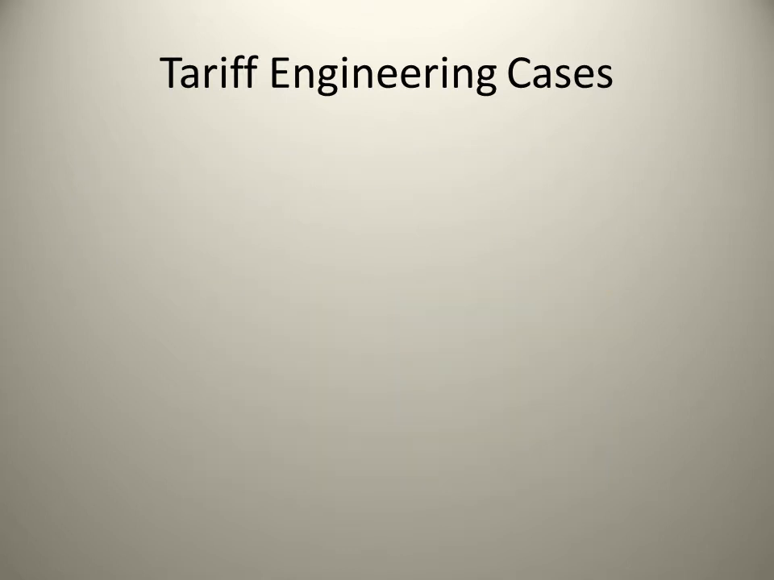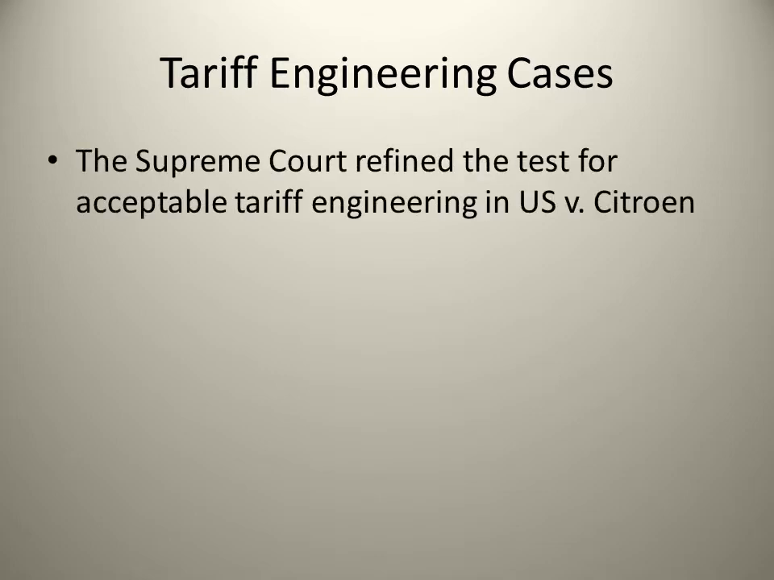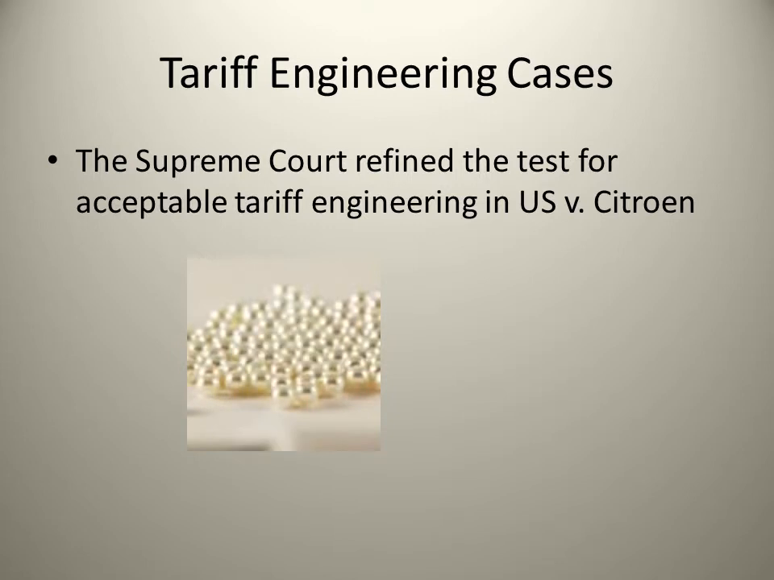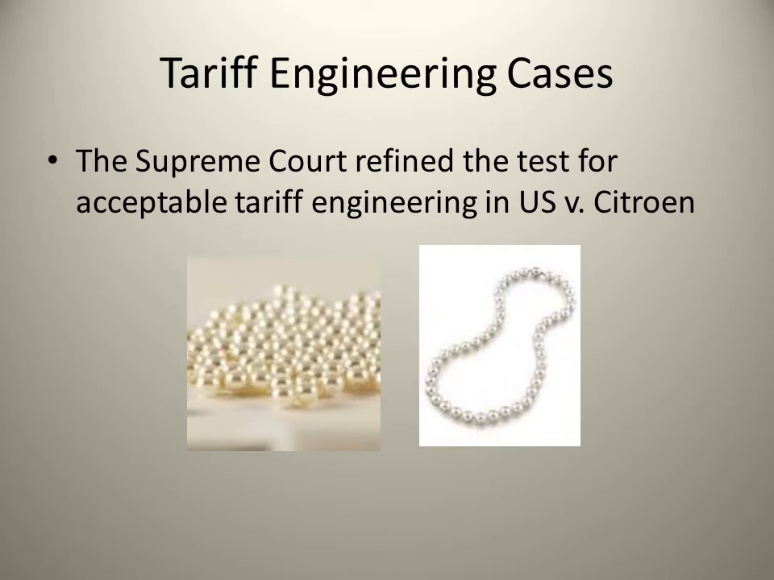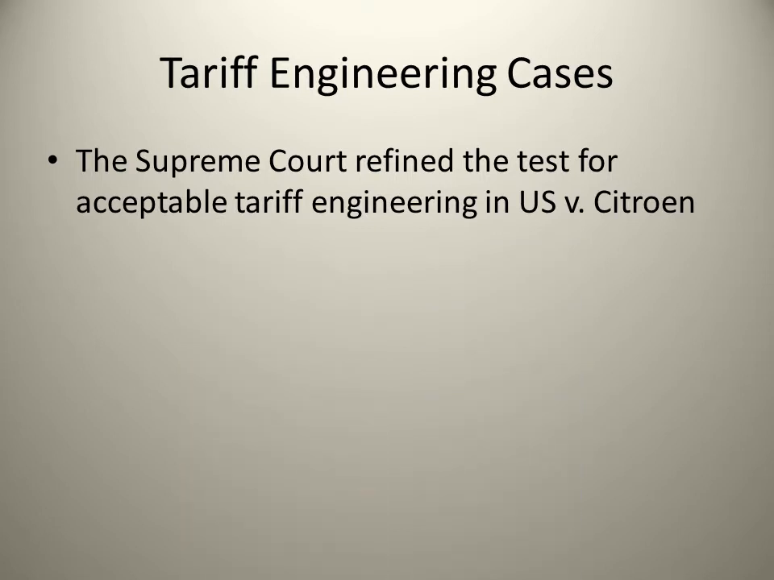In another case, the Supreme Court refined the test for acceptable tariff engineering in U.S. versus Citron. In this case, the imported merchandise was a collection of unstrung pearls with drilled holes to allow for stringing. This collection was selected to form a complete necklace, which is how it's exhibited when sold to France. Customs classified them as pearl sets that are dutiable at around 60% rather than as pearls in their natural state, not strung, that is dutiable at only 10%. According to the Supreme Court, unstrung pearls, even when drilled, remain in their natural state.